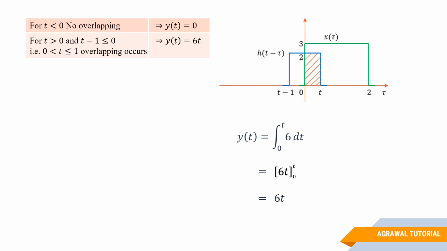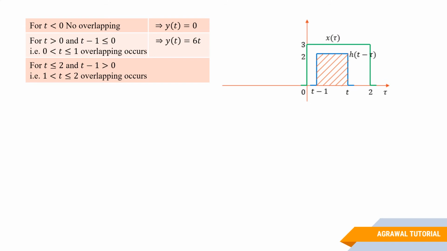Okay, let us take the next region, that is when t is greater than 1 and less than or equal to 2. As the overlapping is occurring in this region also, just as the previous one, we need to find the resultant area using integration.